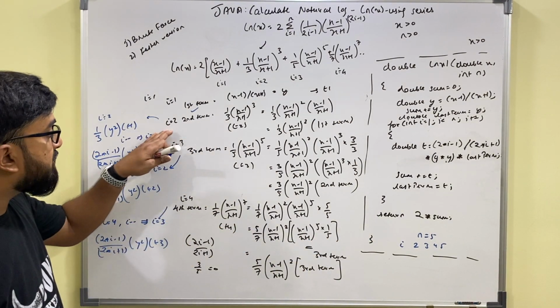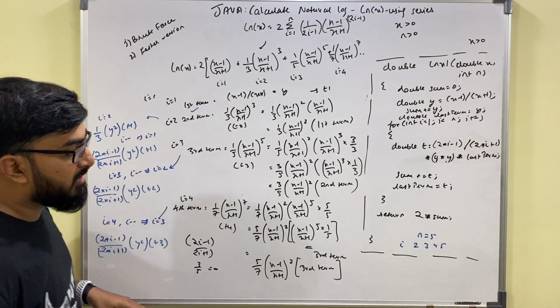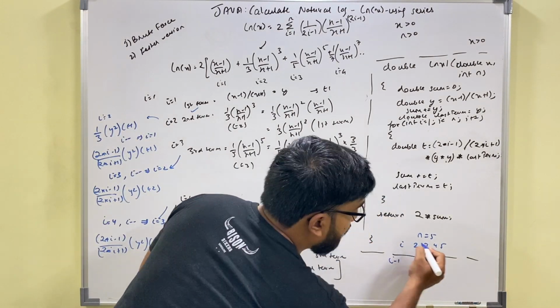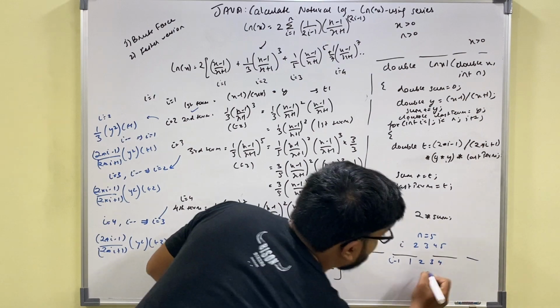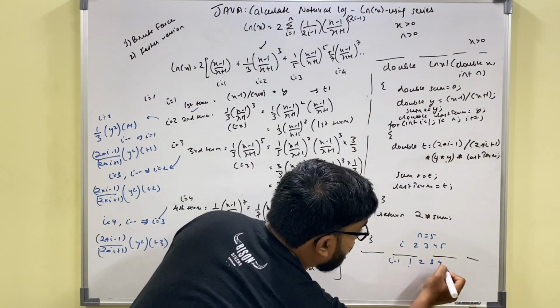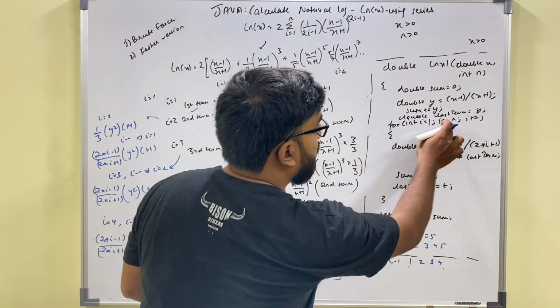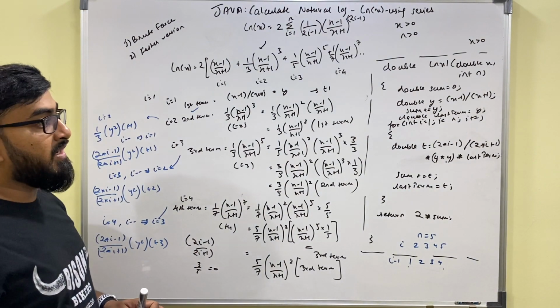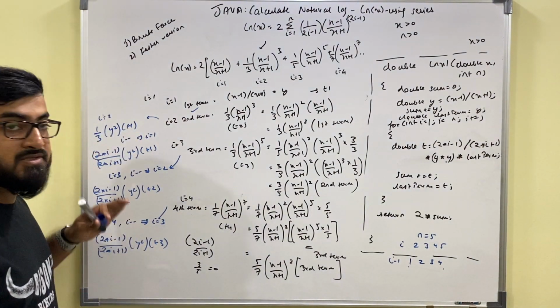But for each i, I have to do i minus 1. So when I do i minus 1 to each i, it becomes 1, 2, 3, 4, which effectively becomes 1 to less than n. So that's why I did 1 to less than n, so that you can find the general terms.